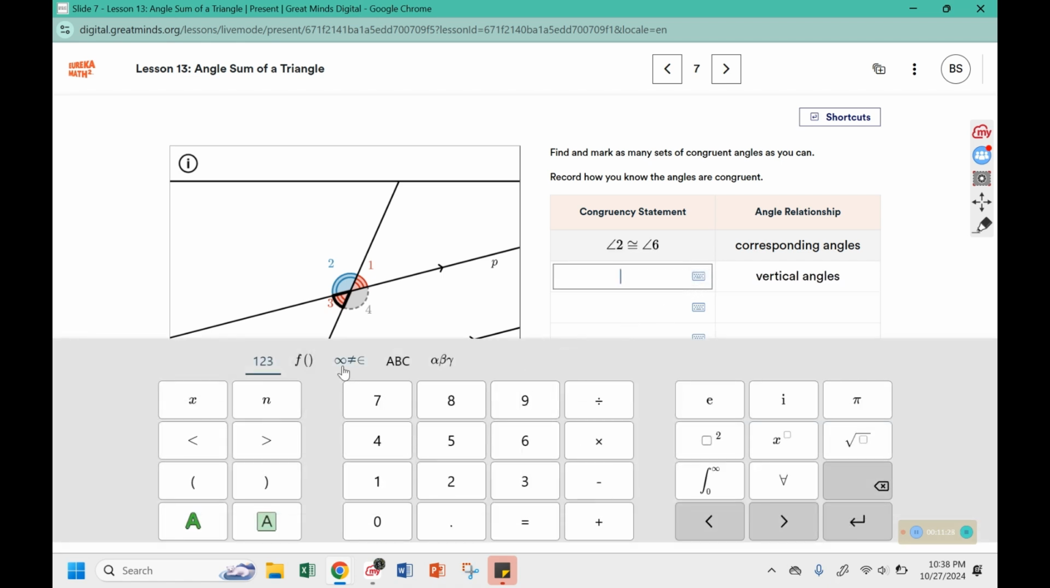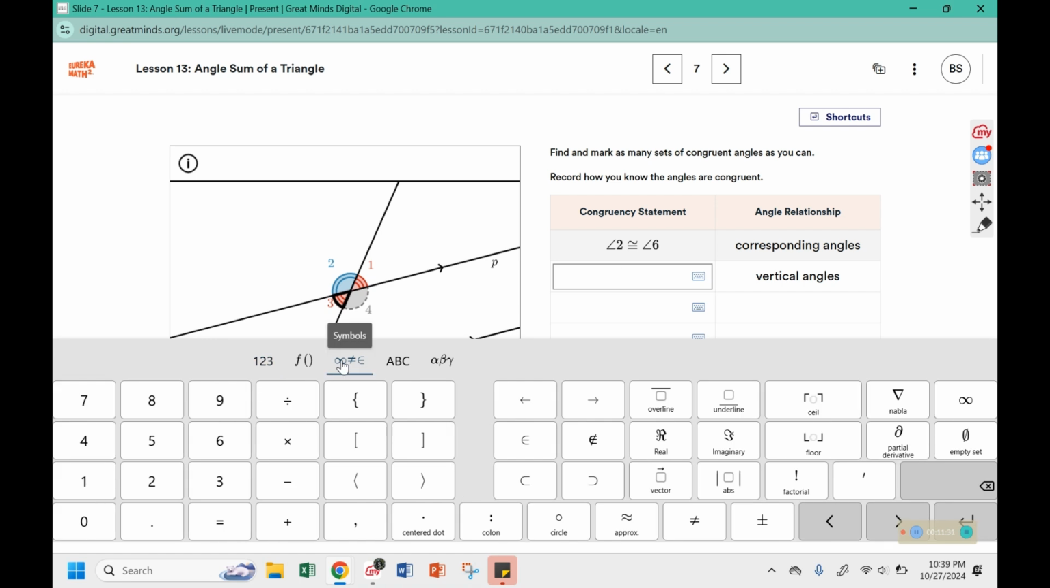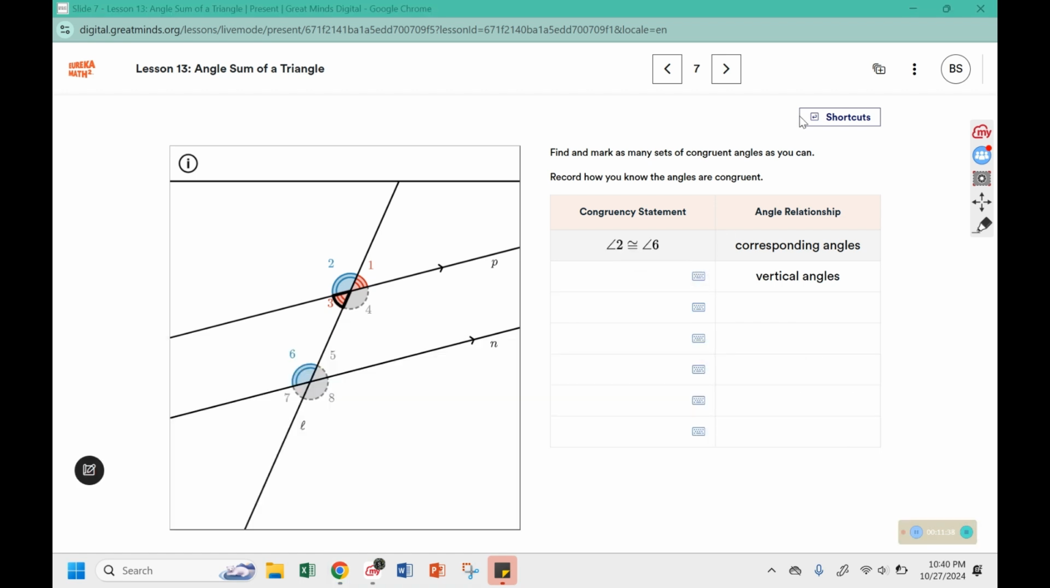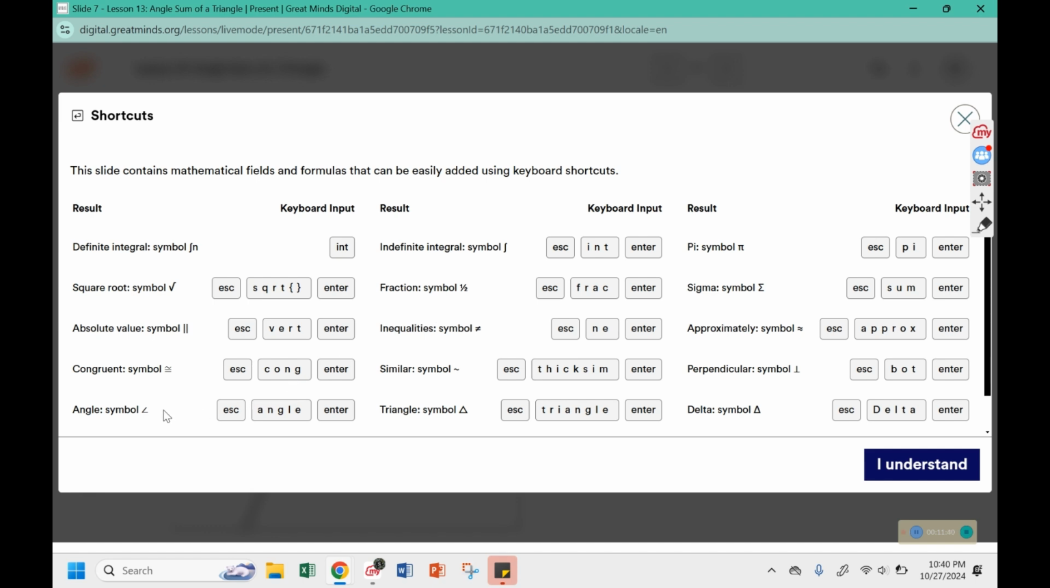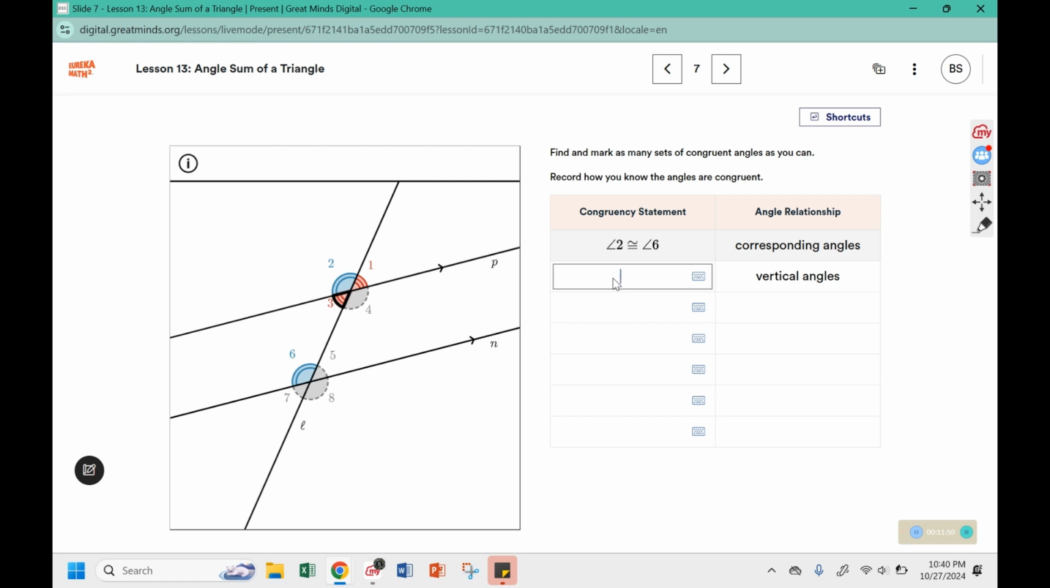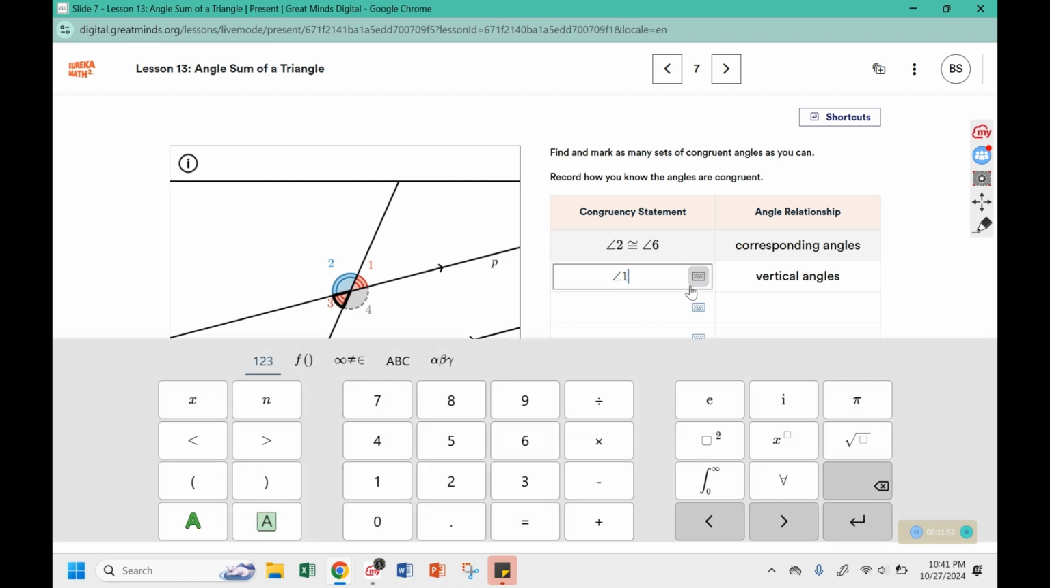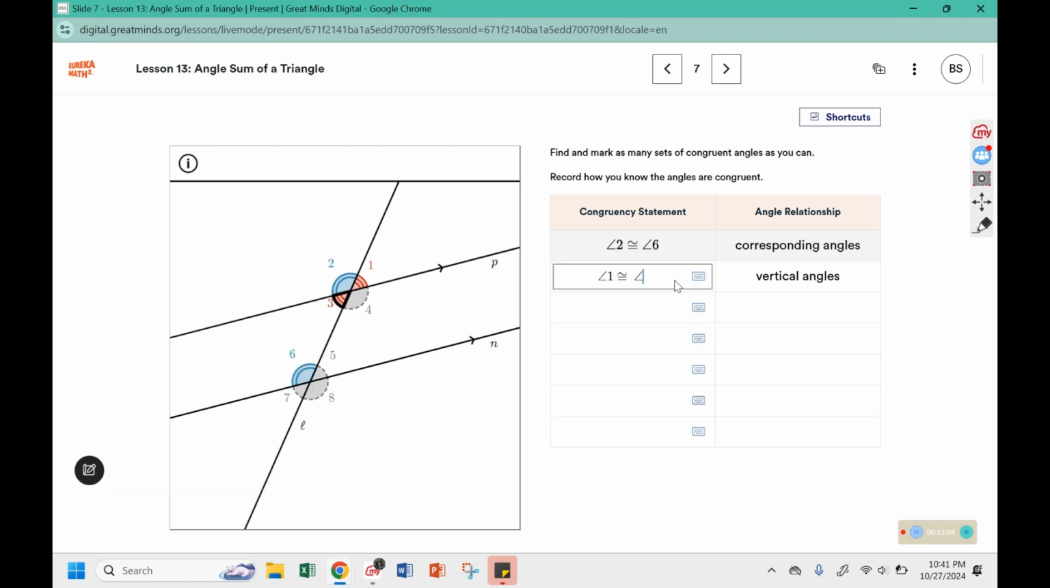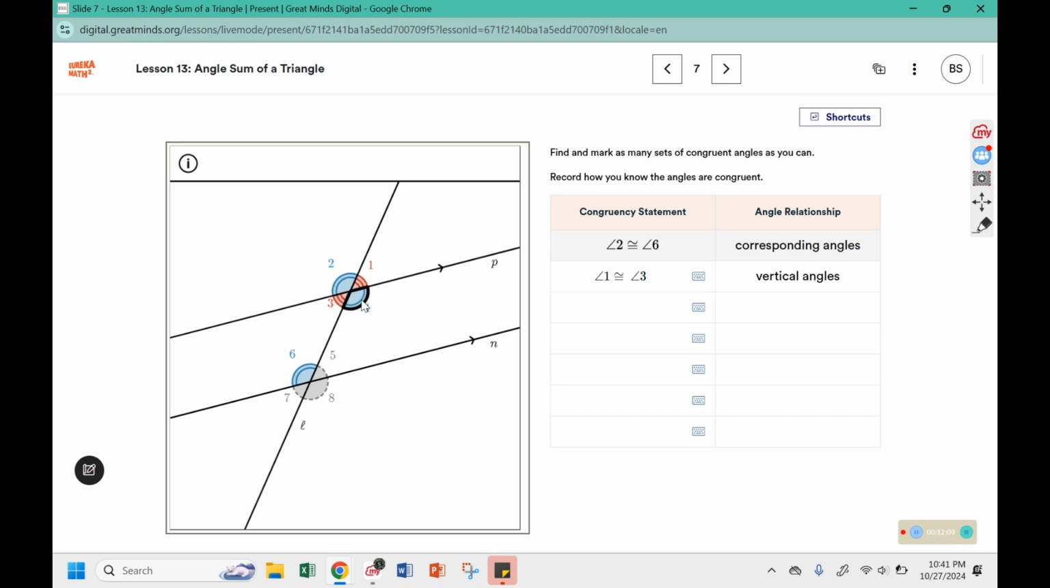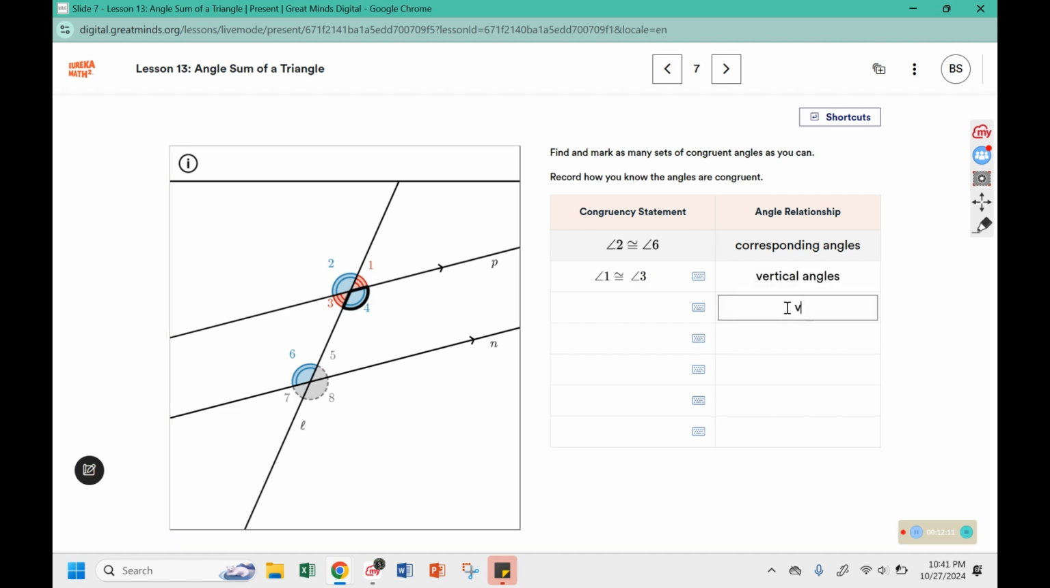We want the symbols here. I'm not seeing it in the little tools, but over here in the shortcuts it says you can create the angle symbol by typing these. So escape, ANGLE, enter. And we have angle 1 is congruent to angle 3. I know 2 and 4 are also congruent by vertical angles.